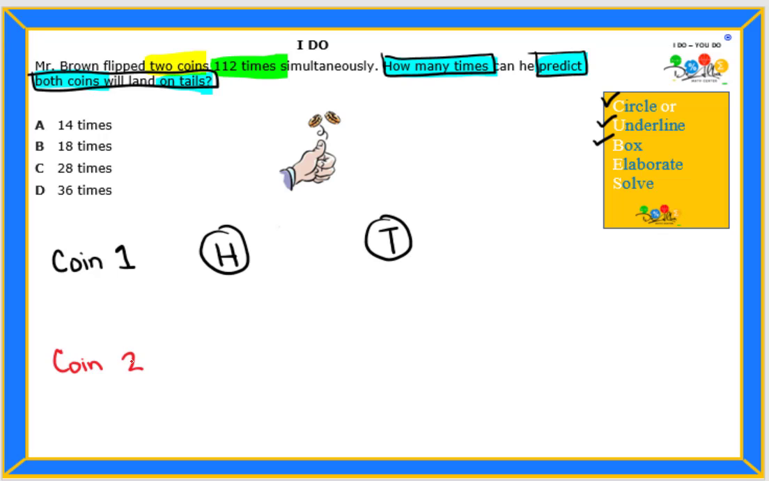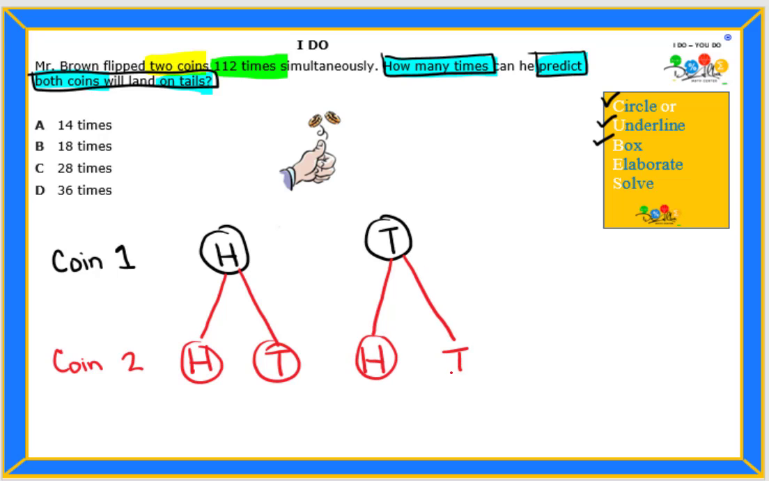So if on coin 1 we got heads, on coin 2 we will still be able to get heads or tails. And if on coin 1 we got tails, the second coin will also be able to either land on heads or tails. Now looking at this tree diagram, we can see all of the possible outcomes as we follow them. We have heads, heads. I'm going to make my list now.